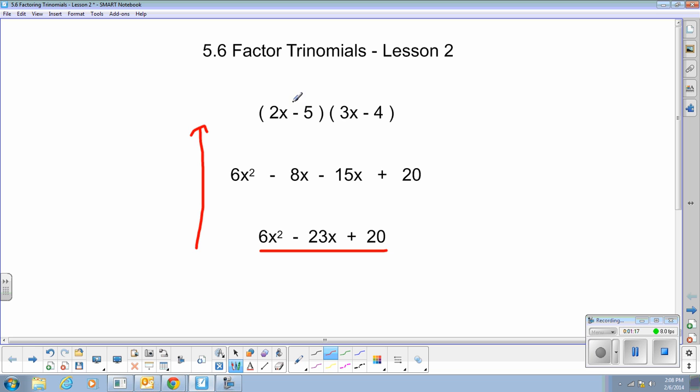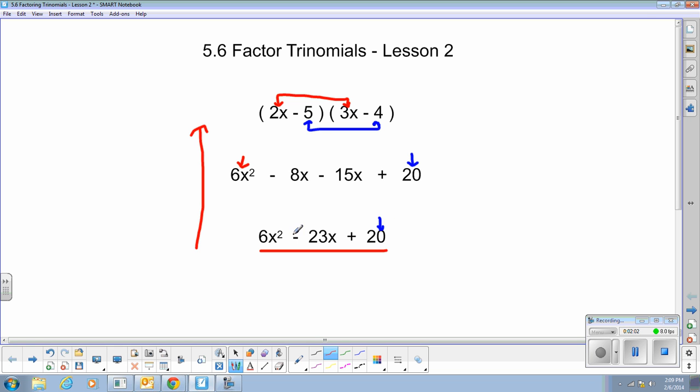Let's go back to when we had a binomial times a binomial. So to do this, you would have taken 2x and you would have multiplied it times 3x. Now notice those are the first terms in both binomials, and in our work here in the middle, it is the first term here, because 2x times 3x is 6x squared. Another thing that you did is you would multiply the negative 5 times the negative 4. These are the last terms in the binomial. That also creates the last term in my work here and in my trinomial.